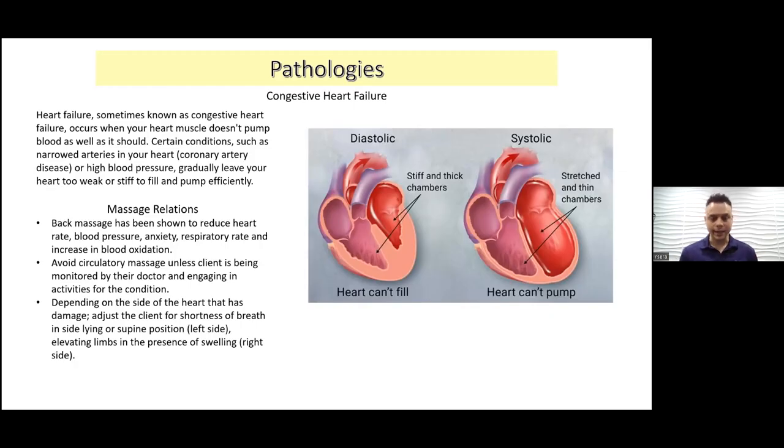So again, our same considerations, right? If they're having an issue pumping blood through the heart, circulatory styles of massage would probably not be the best choice. Again, because if the heart is having an issue with working, then pushing more blood to it would just make it work harder and for no good benefit, right?